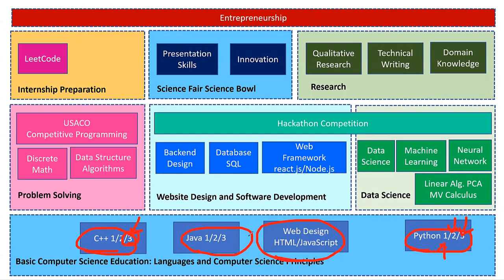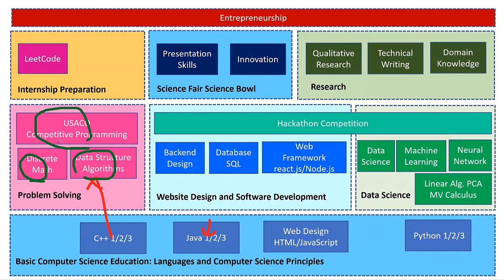At this moment, Kingston, you're not ready yet. You still need to make sure your Java or C++ goes to level 3 before you can compete. Let's assume one of the languages is at level 3, so you are good to go to here. Then you need to learn data structures and algorithms, discrete math, and then do USACO competition.